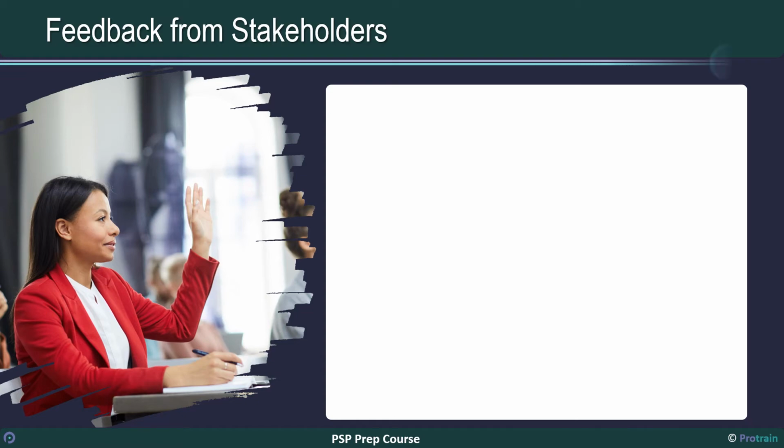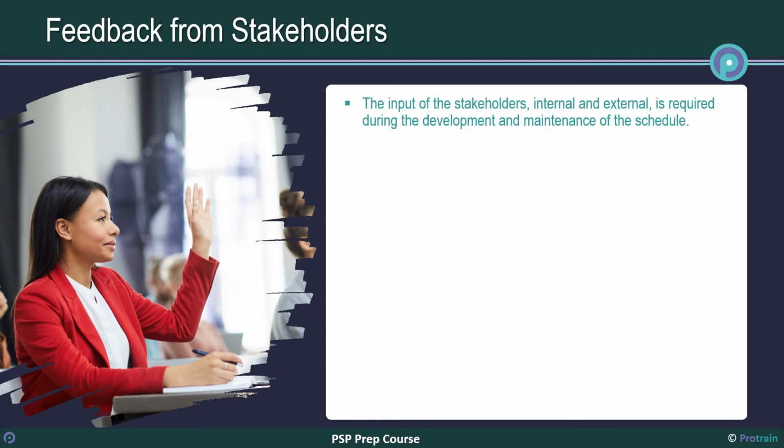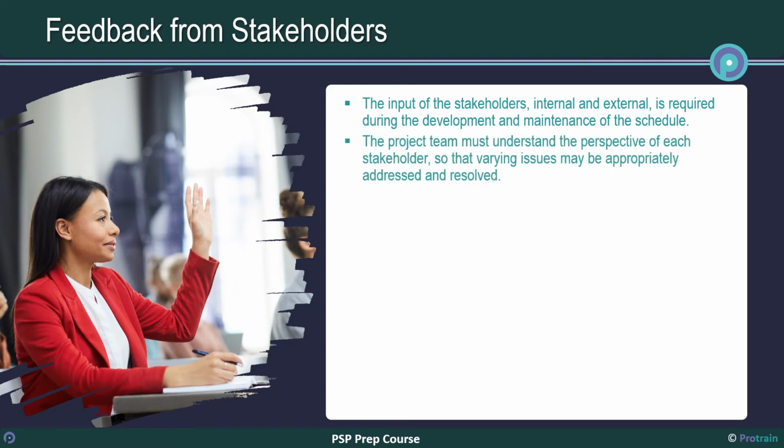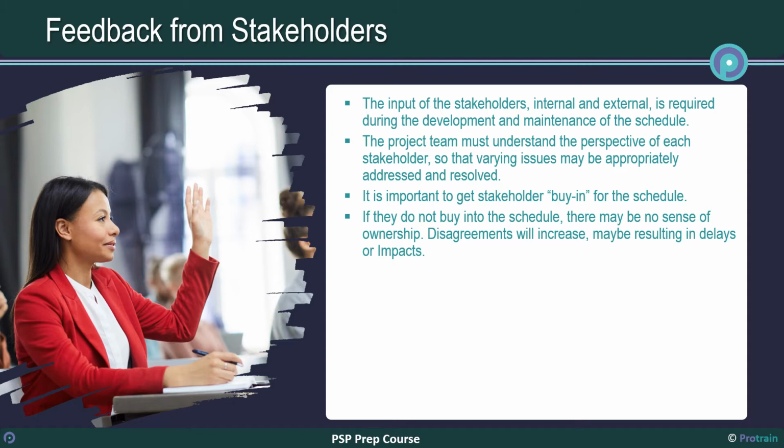Feedback from stakeholders. The input of the stakeholders, internal and external, is required during the development and maintenance of the schedule. The project team must understand the perspective of each stakeholder, so that varying issues may be appropriately addressed and resolved. It is important to get stakeholder buy-in for the schedule. If they do not buy into the schedule, there may be no sense of ownership. Disagreements will increase, maybe resulting in delays or impacts.